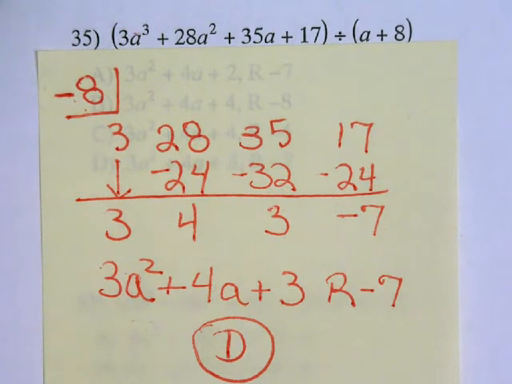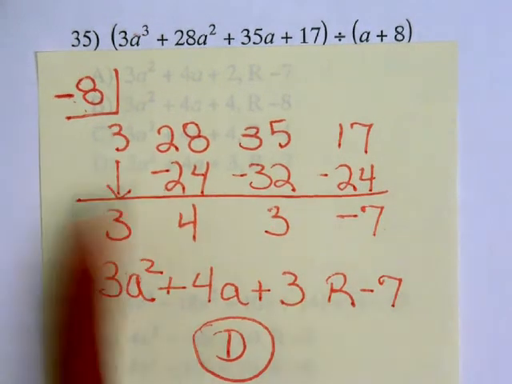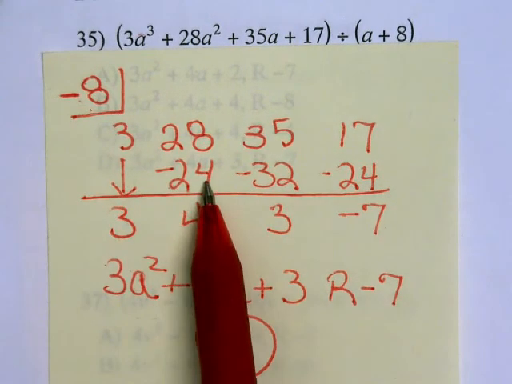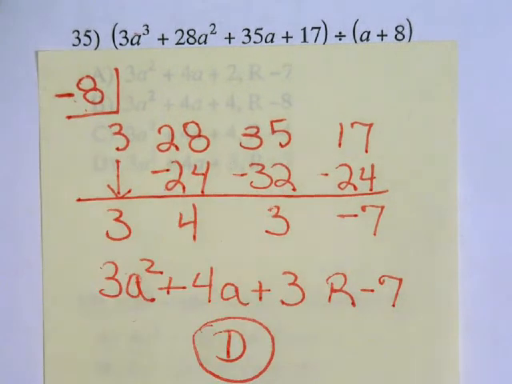Had some good questions this morning. Somebody asked me where these numbers came from. Remember, it's always the result of multiplying. You write the answer above. You add.